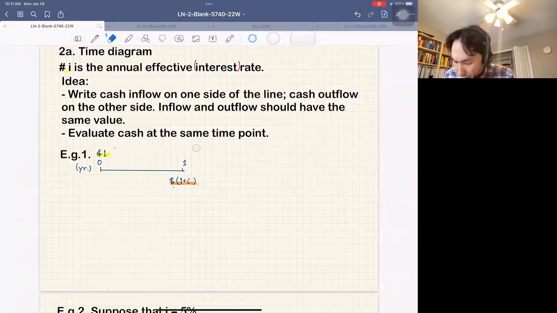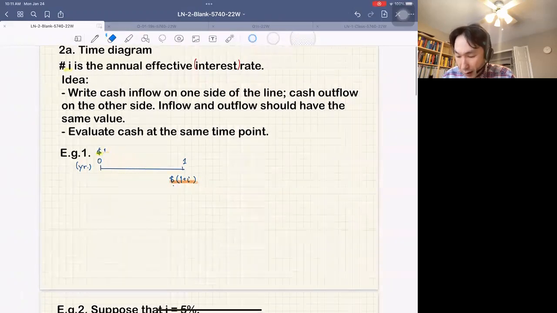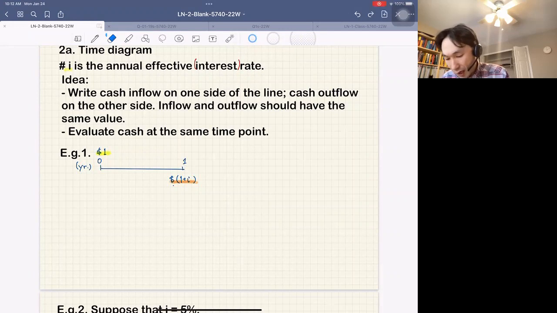And which is inflow, which is outflow, that is a subjective matter. If we think about the balance for the bank, then basically the first $1 is cash inflow, and the 1 plus I dollars is cash outflow for the bank. But for the individual who deposits money, $1 is cash outflow and 1 plus I is cash inflow. So it is really subjective which is inflow and which is outflow.